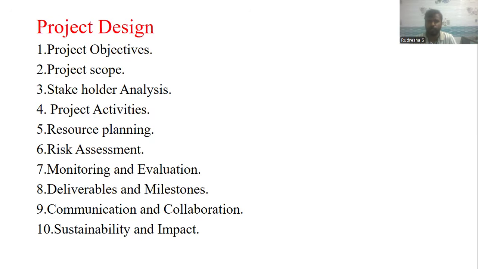See, I am talking about project design: project objectives, project scope, stakeholder analysis, project activities, resource planning, risk assessment, monitoring and evaluation, deliverables and milestones, communication, collaboration, and sustainability and impact.